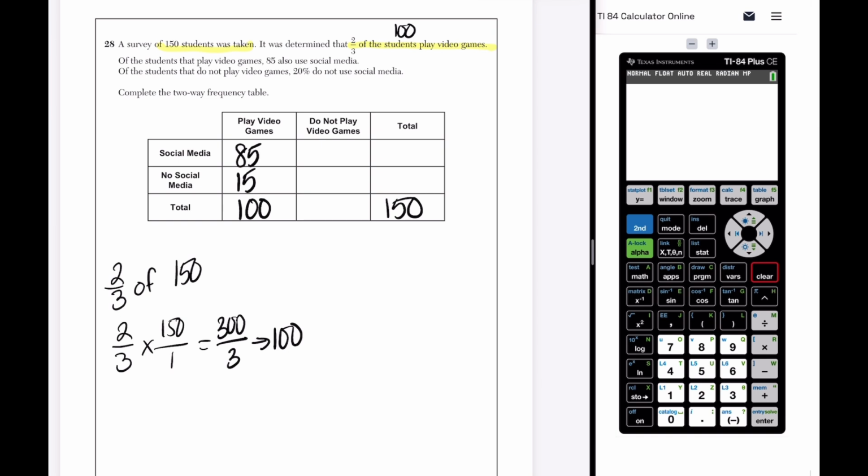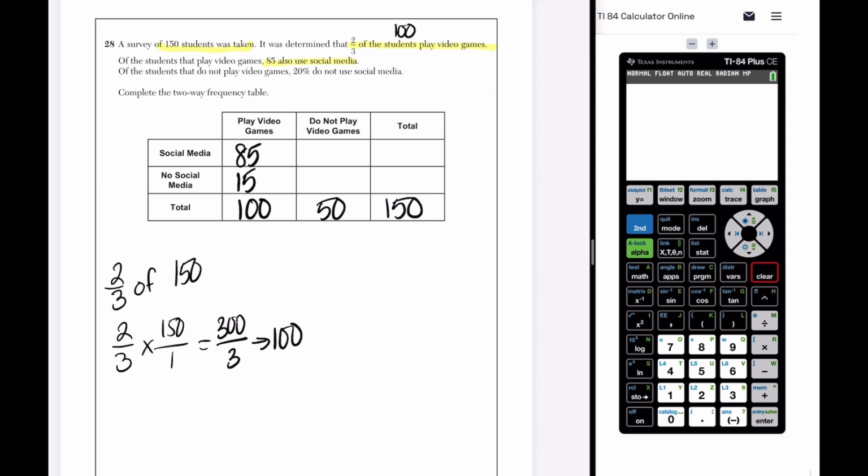So that's how I get that first number. And I like these because these are like Sudoku, so I could actually do this part next. So I know that 100 play video games, so how many do not play video games? 50 do not play video games. So again, I love these little puzzles. So 85, we said use social media.